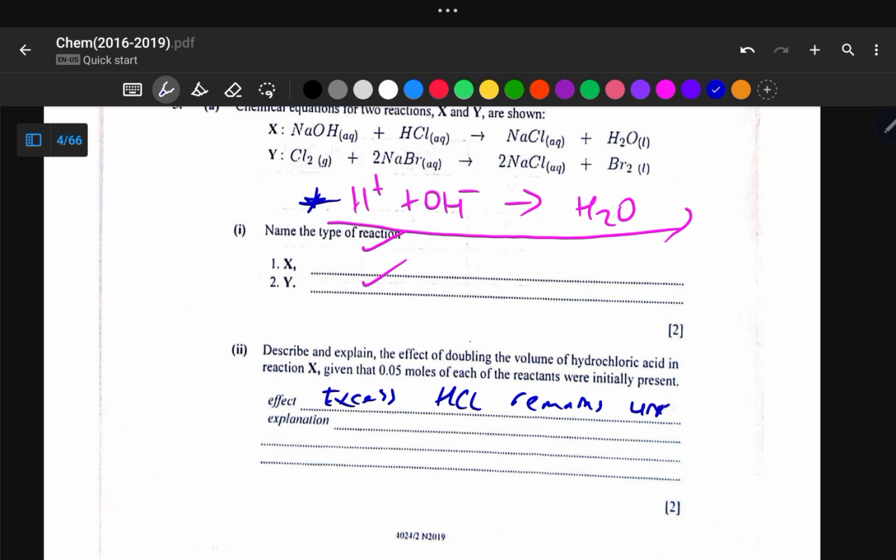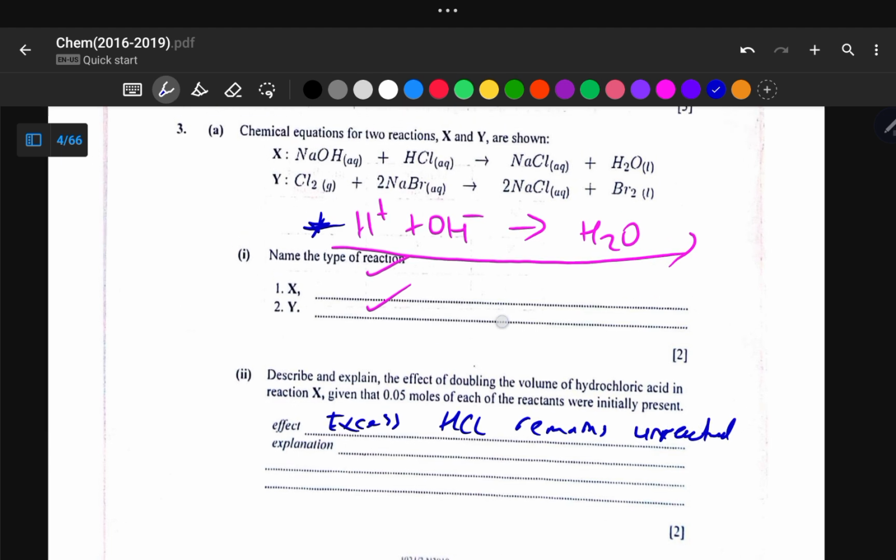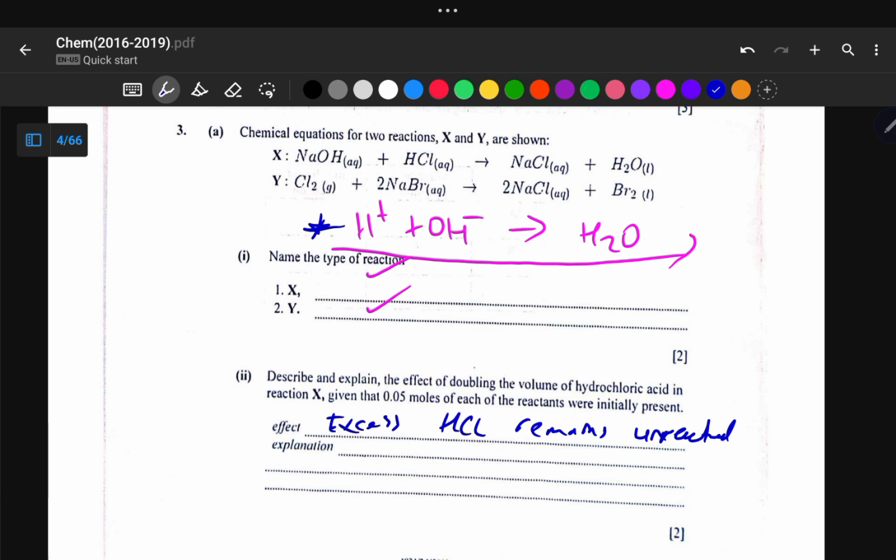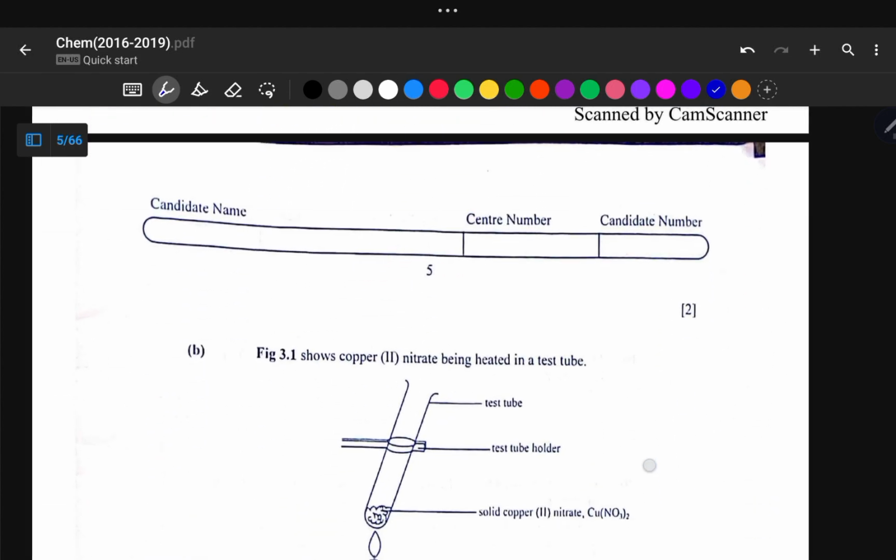So since the two are reacting in the ratio 1:1, doubling the hydrochloric acid will cause the hydrochloric acid to remain unreacted. So we have excess hydrochloric acid within the reaction chamber, right? So the explanation, we can say sodium hydroxide is the limiting reactant, right? Or we can say hydrochloric acid is in excess. Then we now move on to the next question.